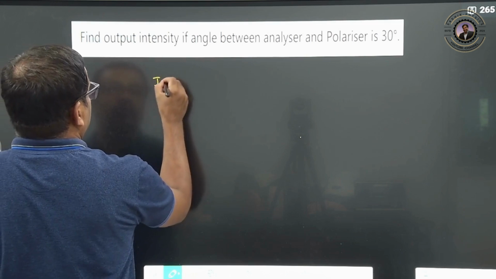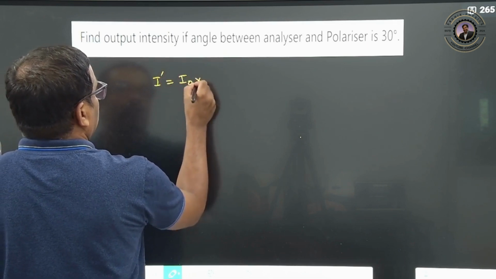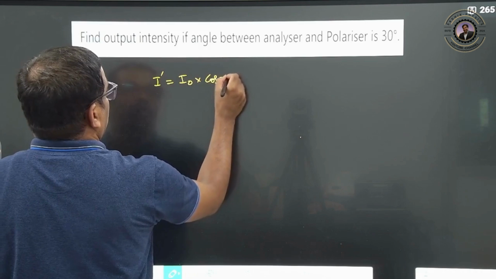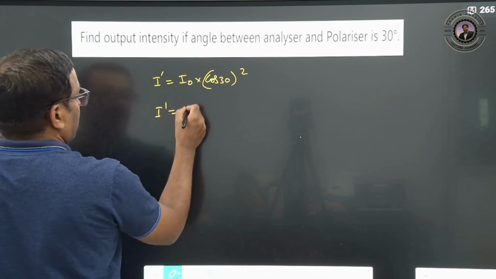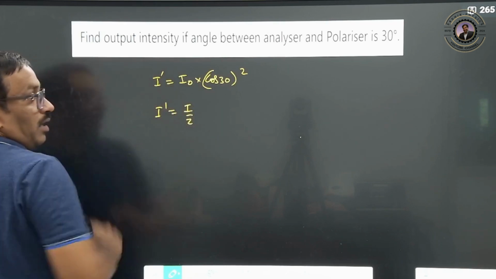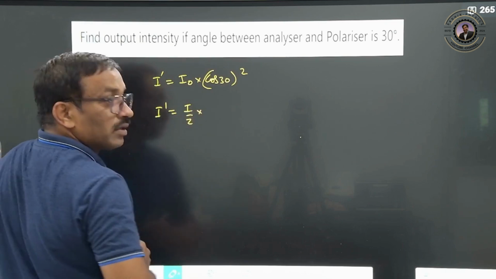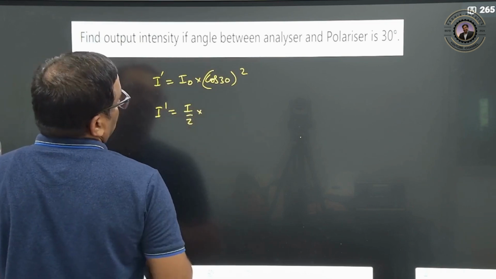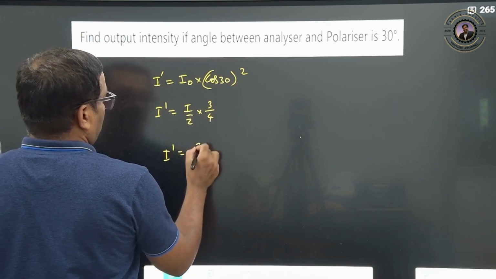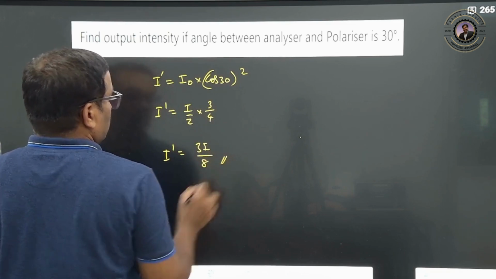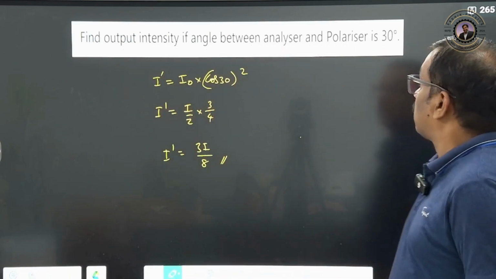So the output intensity I dash will be equal to I naught into cos 30 whole square. Clear? This I naught is I by 2, where I is the intensity falling on the first polarizer, into cos 30. Cos 30 is root 3 by 2, so whole square is 3 by 4. So I dash will be equal to 3I by 8. This will be the output intensity coming out from the analyzer. Clear?